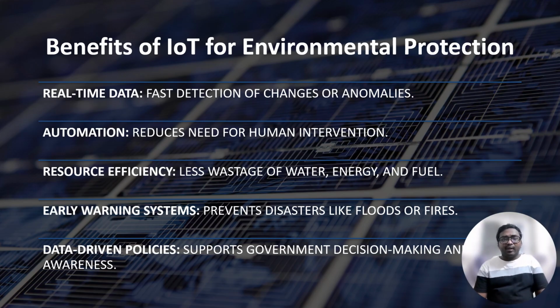Benefits of IoT for environmental protection: real-time data, fast detection of changes or anomalies. Automation reduces need for human intervention. Resource efficiency, less wastage of water, energy and fuel. Early warning systems prevent disasters like floods or fires. Data-driven policies, smart government decision making and good environmental awareness.